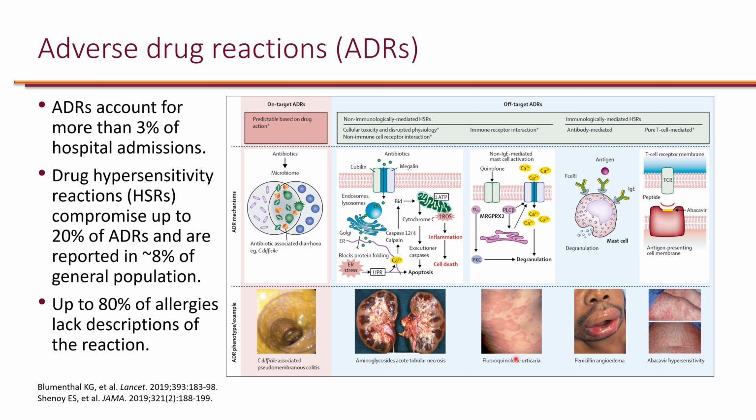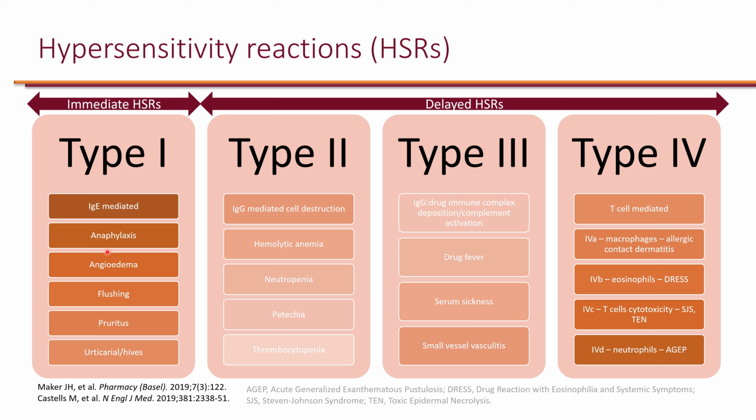Now, when the immune system is involved, it's good to think of whether antibodies are mediating it or T cells are mediating. And to go into more detail on this, in general, we like to think of hypersensitivity reactions in four types. So type 1, which is the immediate hypersensitivity reaction, and by immediate we mean within an hour, you will have these reactions. It's mediated by IgE, so immunoglobulin E specifically, and this can manifest in serious things: anaphylaxis, angioedema, flushing, pruritus, urticaria, and hives.